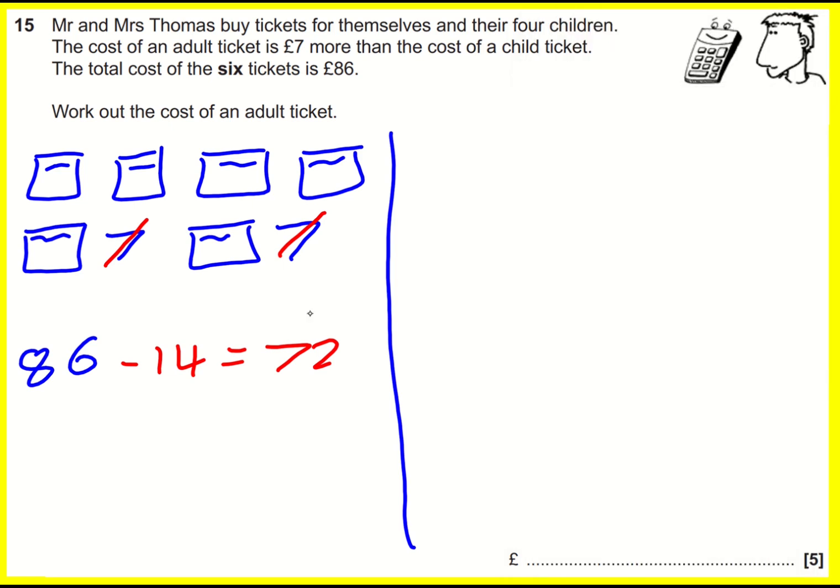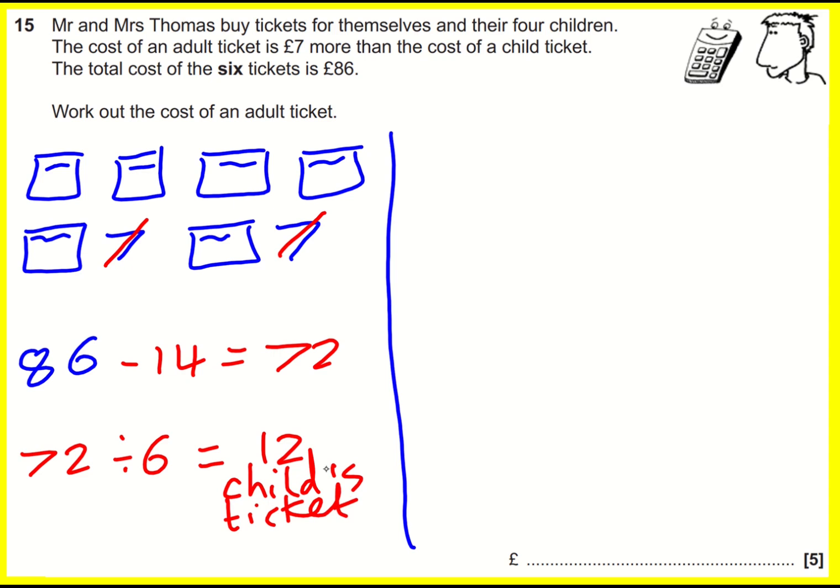Right, so if 6 tickets cost £72, how much does 1 ticket cost? It's going to be 72 divided by 6. And that is equal to 12. So that is the price of a child's ticket. So to work out the adult's ticket, I just need to take the £12 and add 7 on. So overall, it's going to be £19.